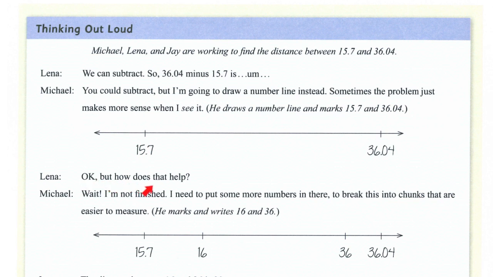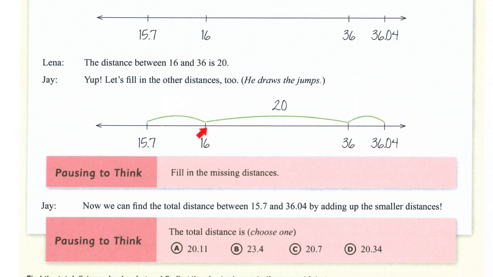Lena says, okay, but how does that help? Michael says, wait, I'm not finished. He puts in marks for some numbers that are easier to use: 16, which is close to 15.7, and 36, which is close to 36.04. Then Lena says the distance from 16 to 36 is 20, and Jay says, yep, let's fill in the other ones too.